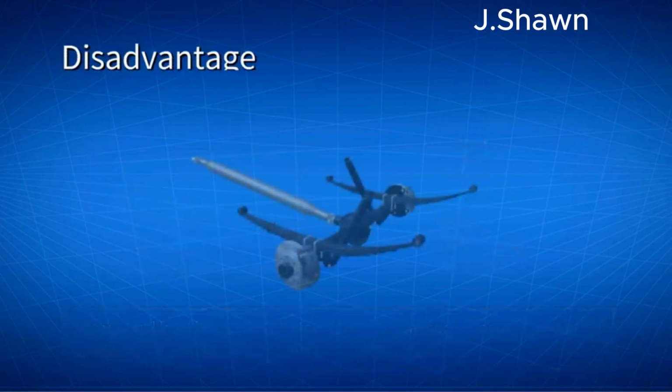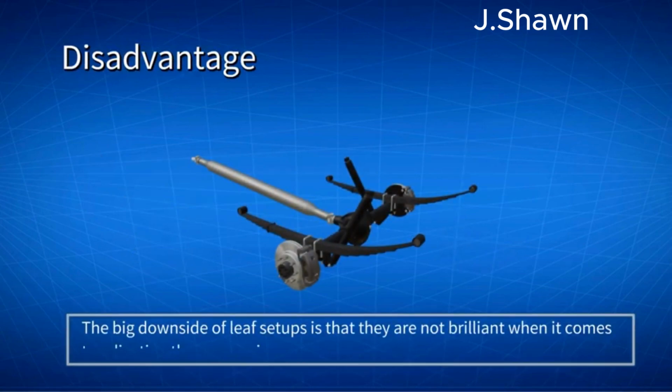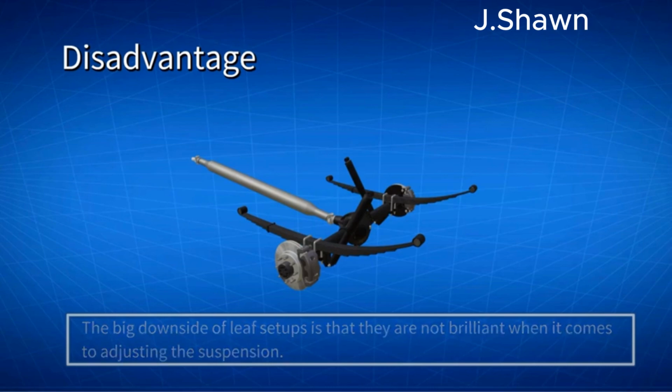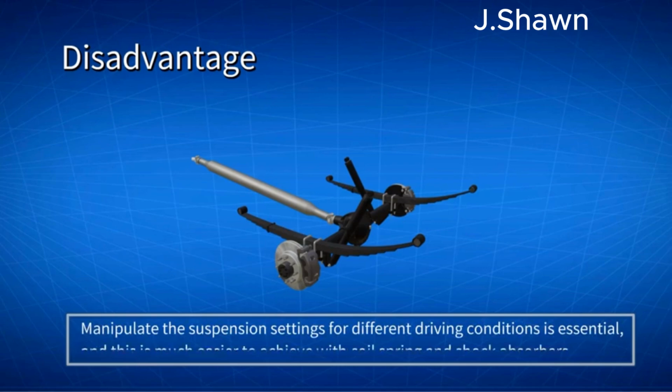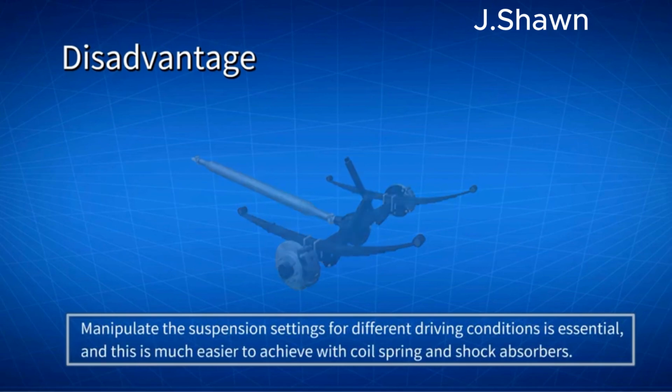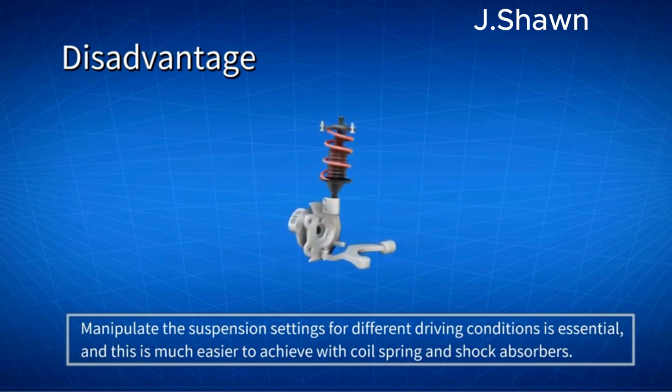The disadvantage. The big downside of leaf setups is that they are not brilliant when it comes to adjusting the suspension. In racing and high-performance automotive applications, being able to manipulate the suspension settings for different driving conditions is essential, and this is much easier to achieve with coil spring and shock absorbers.